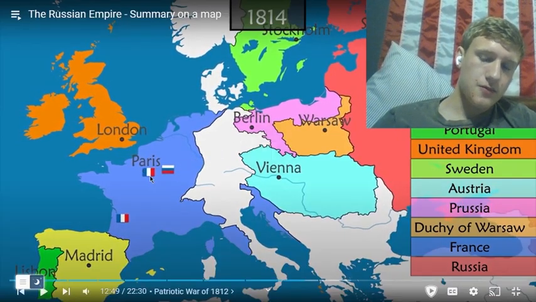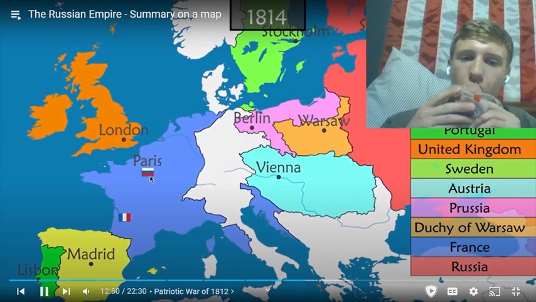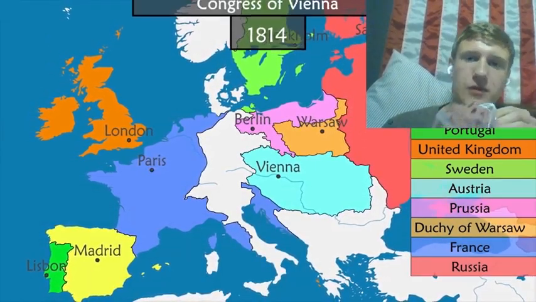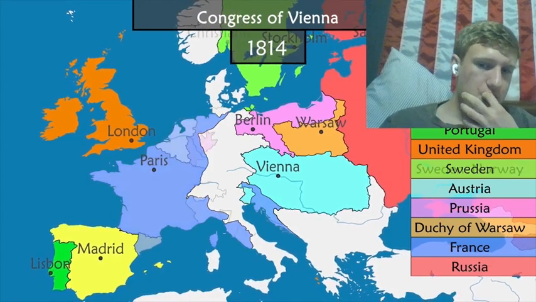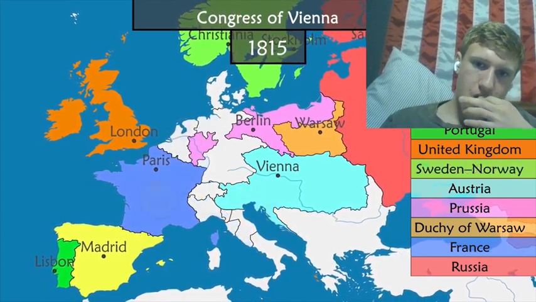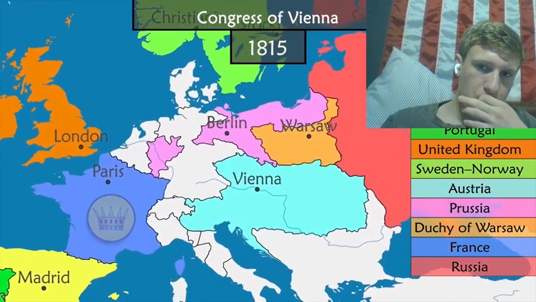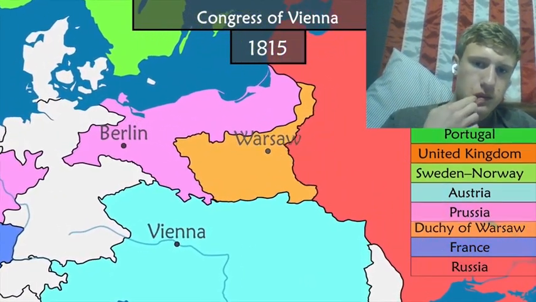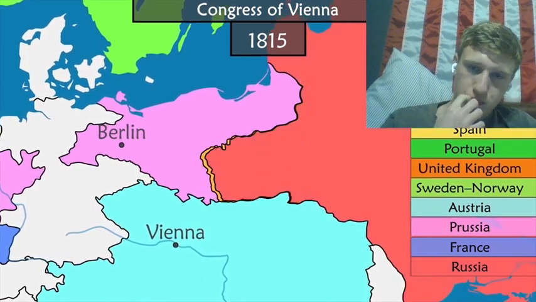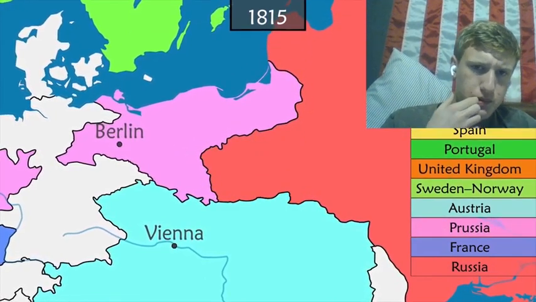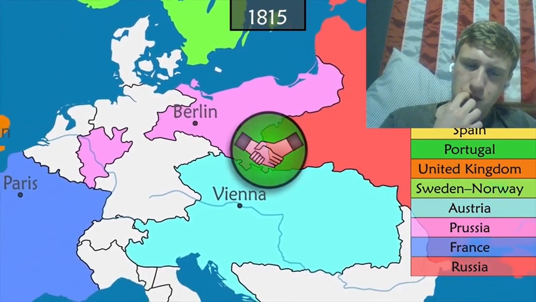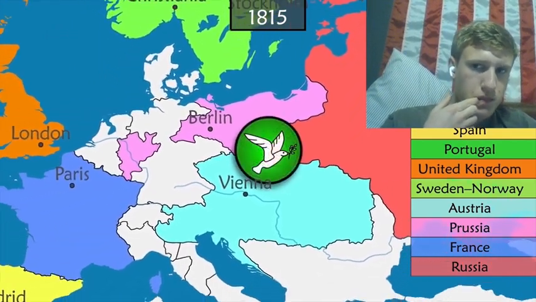Alexander the First and his allies enter Paris and obtain the abdication of Napoleon. In Vienna, the victors meet to draw new borders for Europe and restore the monarchies. Alexander I, having played a major role in the fall of Napoleon, acquires a large part of the Duchy of Warsaw, which retains a certain autonomy. In addition, that same year, he creates the Holy Alliance, whose mission is to ensure peace in Europe.